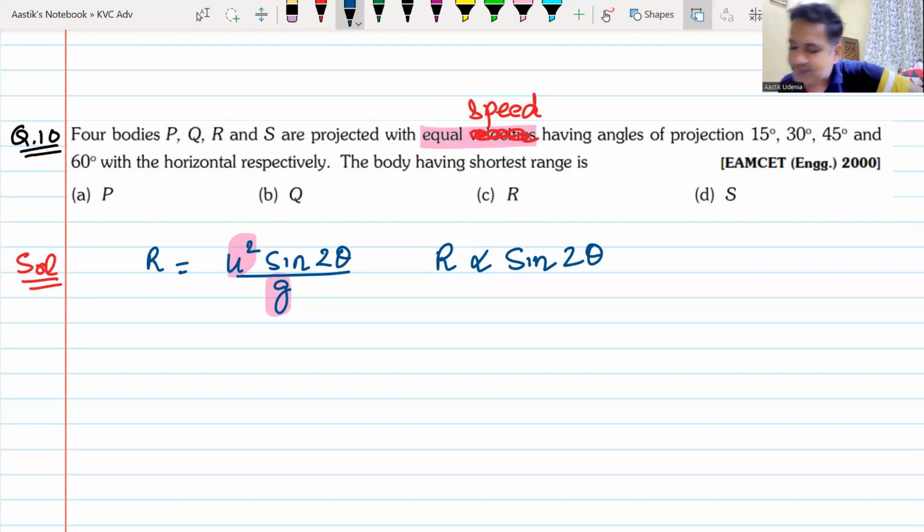Sine of 30 is the smallest and therefore P is your answer. Do we understand this? Yes or no? Raised hands will give me more confidence that we understand this.